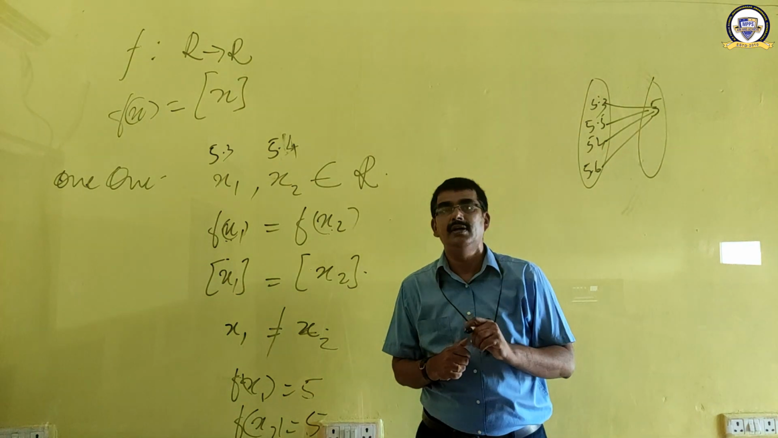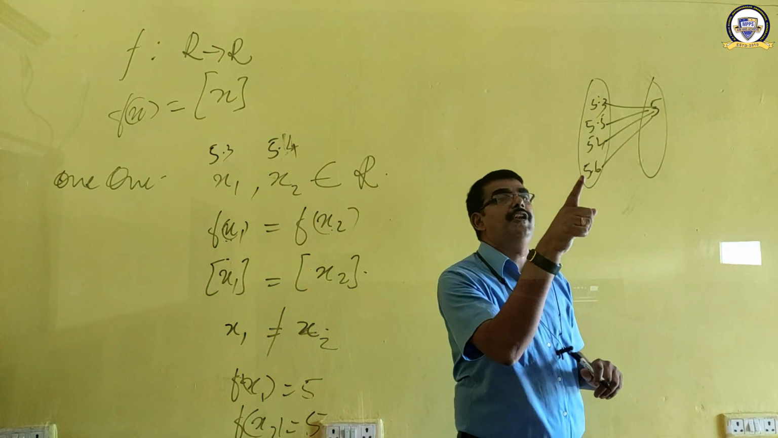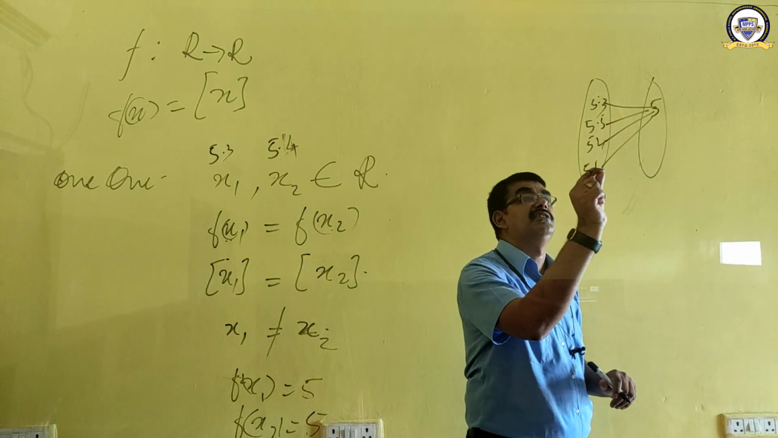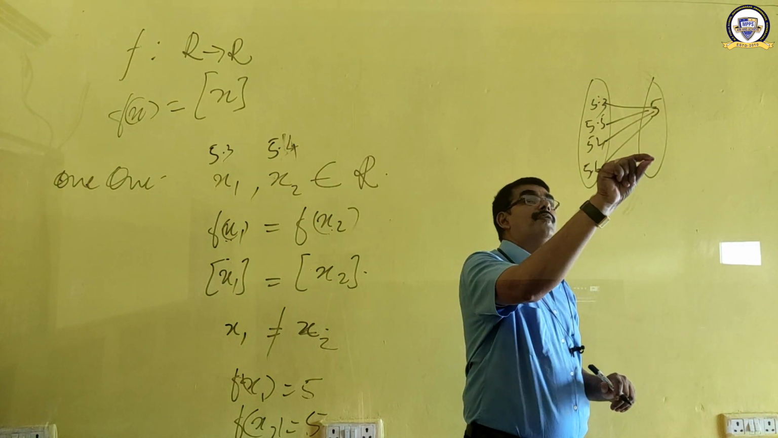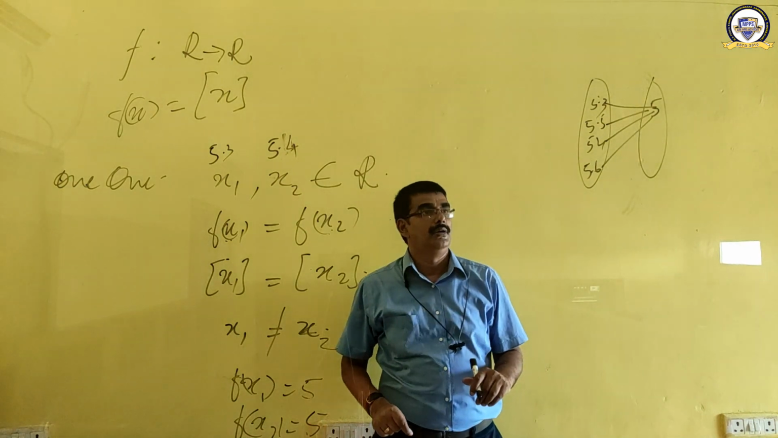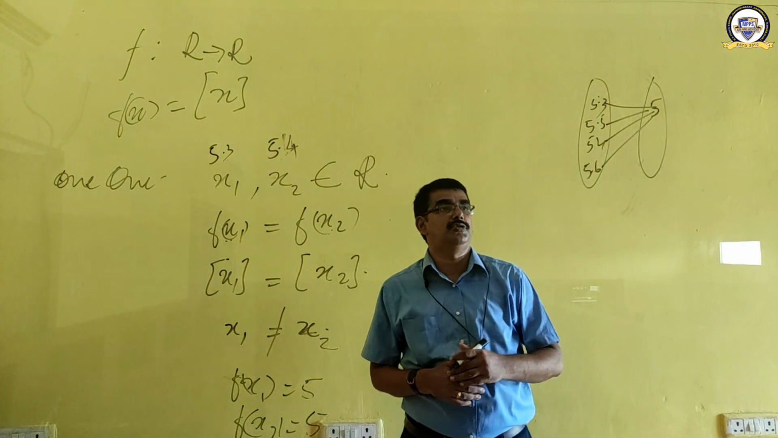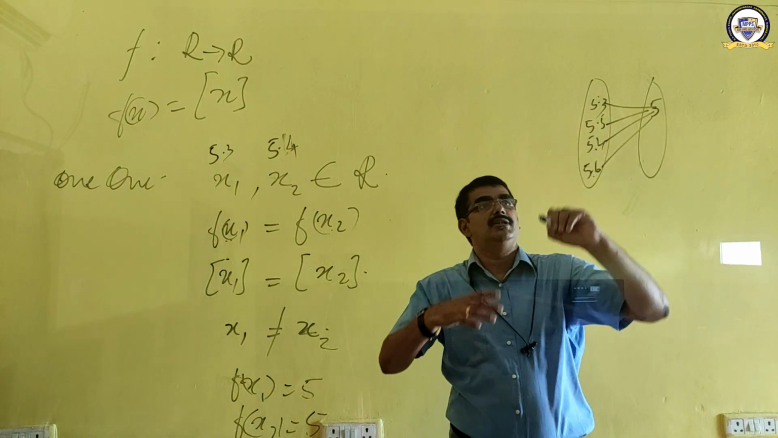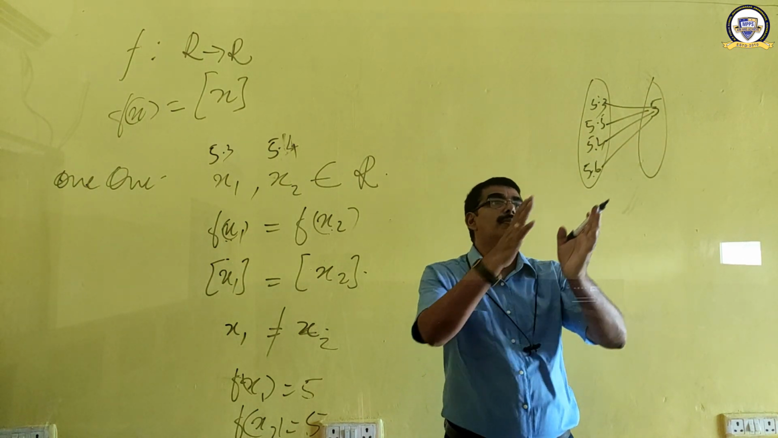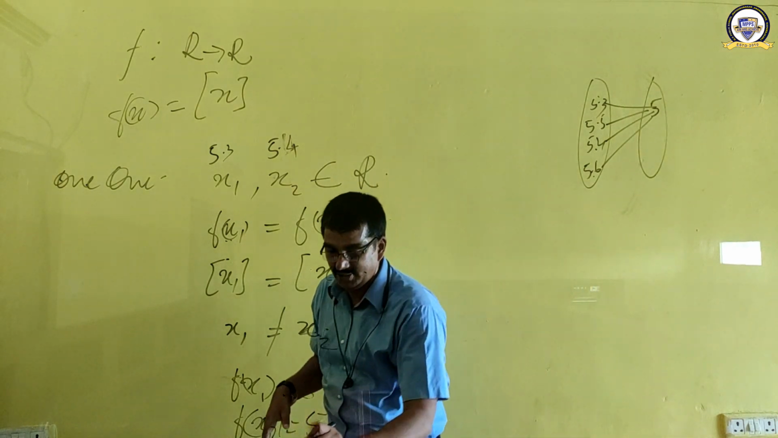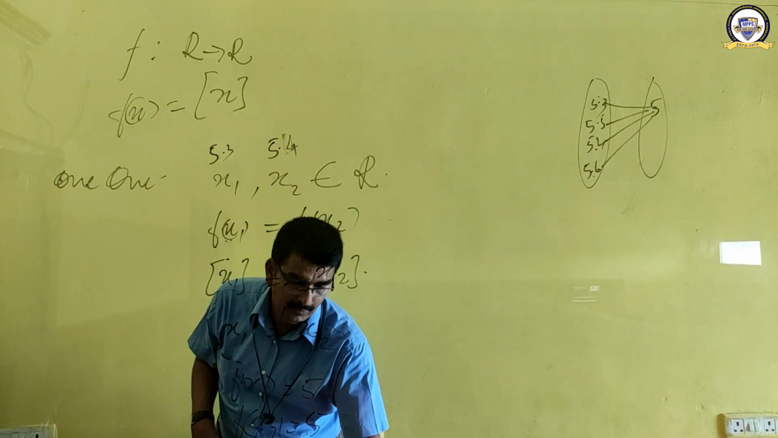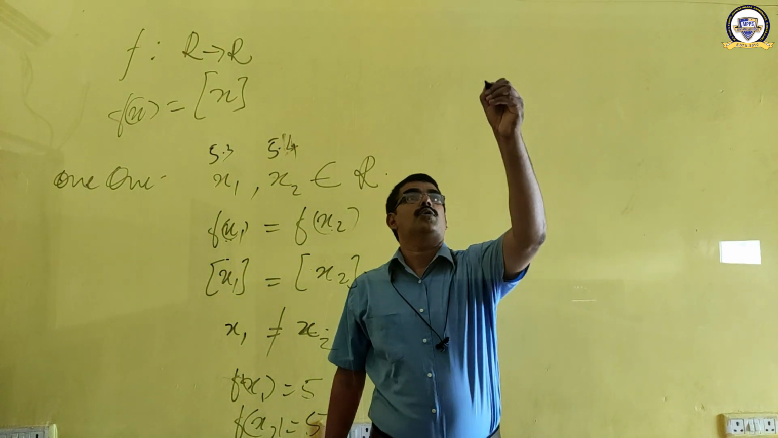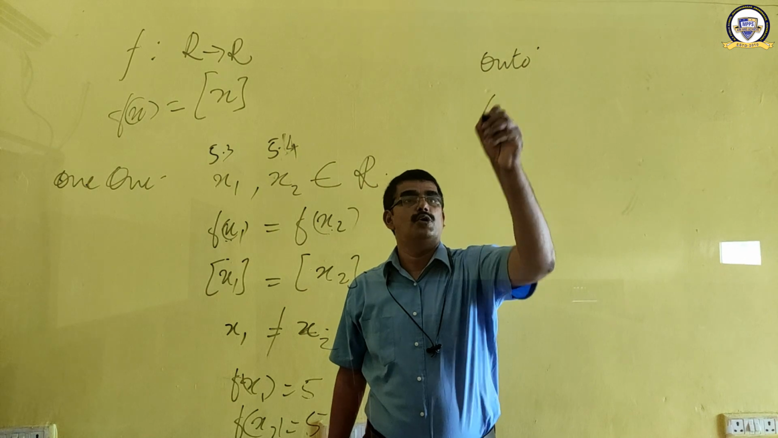Is it 1, 1? 1, 1 means each and every element of the domain must have an independent, particular image at the codomain. A particular image for 5.6, another image for 5.4, another image for 5.5. There should not be any common image. That is why it is not 1, 1. Now what are we going to prove? We are going to prove onto. Is this onto or not?